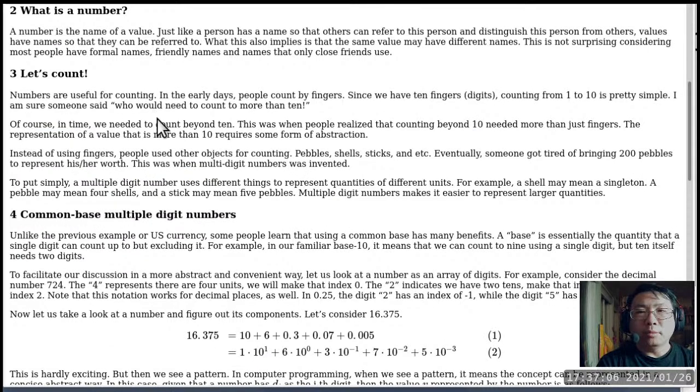Section 2 talks about what exactly is a number. A number is a representation of a value. It's kind of like a name. If you think about your name, especially if you have multiple languages, or if you are in an environment where people refer to you in different languages, so you have different names. Even people with just one single language background, people who are close to you may call you by a certain name, and people who do not know you as well will call you by a different name, but they're all referring to you.